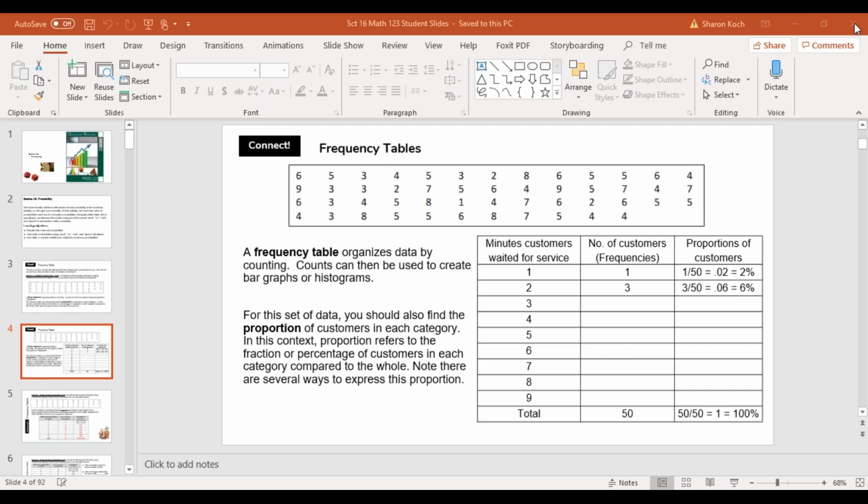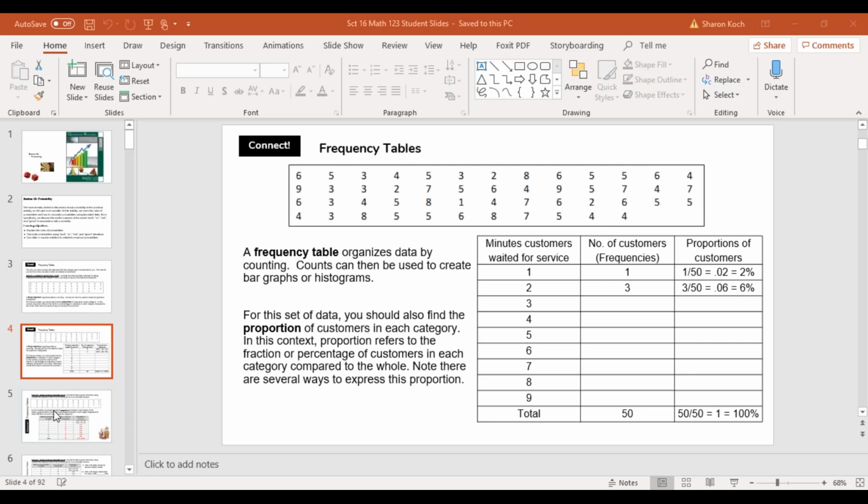So you can see here, when we figure this out, only one person waited a minute, so that's 1 out of the 50, part out of the whole, which is 0.02 in the form of a decimal. If I convert it to a percent, that's 2%. 3 people out of 50 waited 2 minutes, which is 6%.